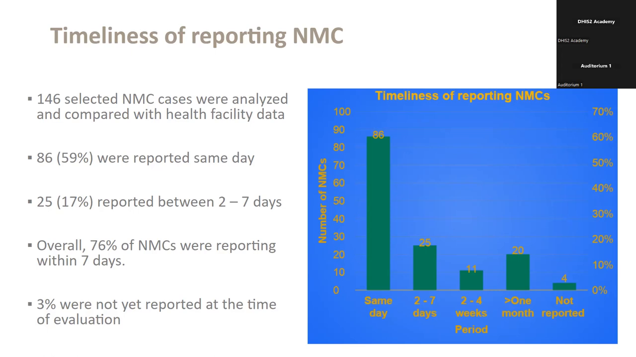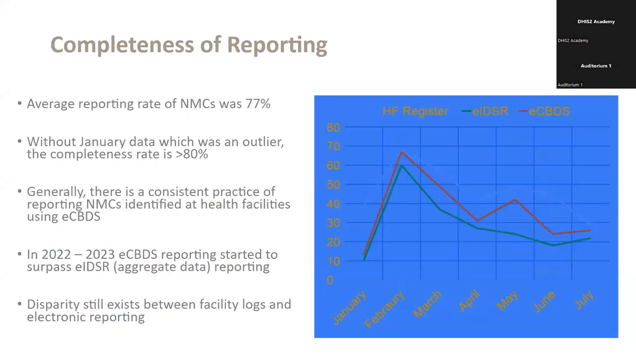So about 60% reported those events on the same day, which is good. Another 17% reported those events between 2 to 7 days. Not bad. So overall, over 76% of the cases that needed to be reported were actually reported within 7 days, majority of which were reported in the first 2 days, which is fantastic. And of course, not everything was reported. Some four cases, which is 3%, were not yet reported at the time when we visited. Some few cases were reported after 1 month. Those challenges happen.